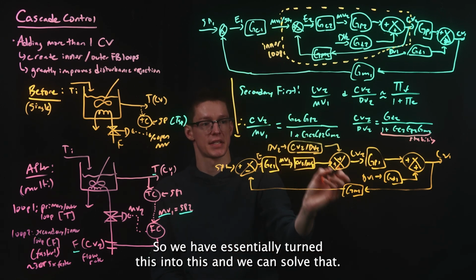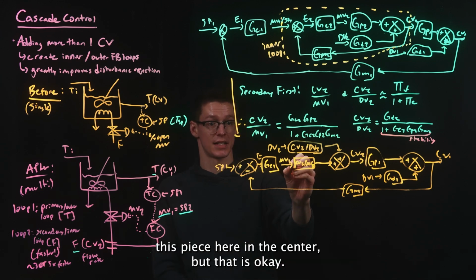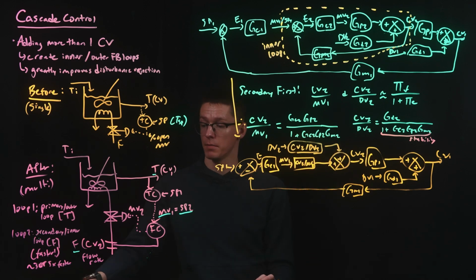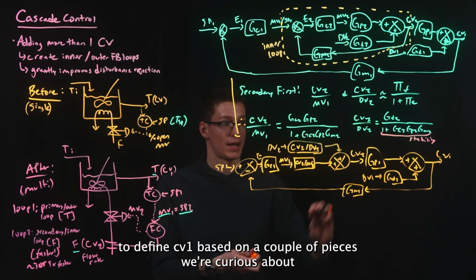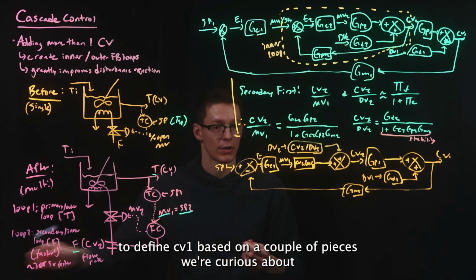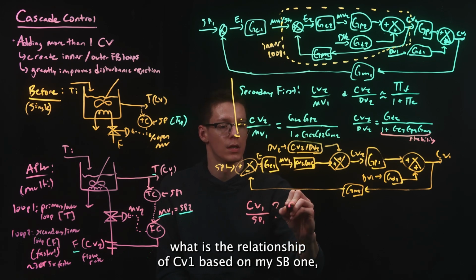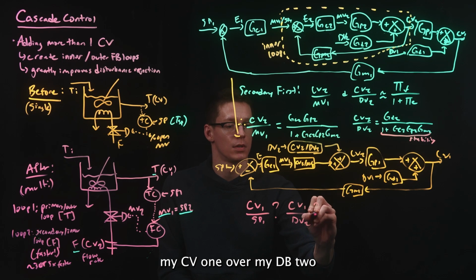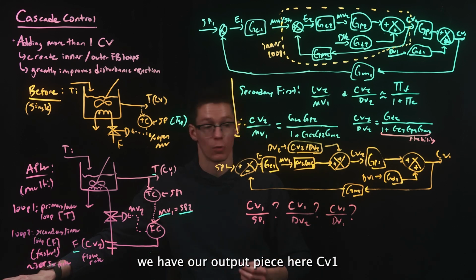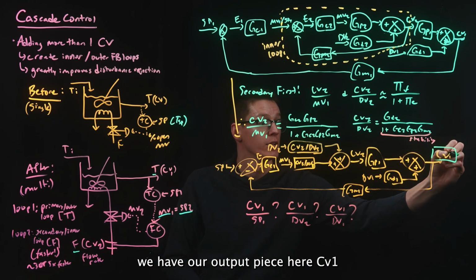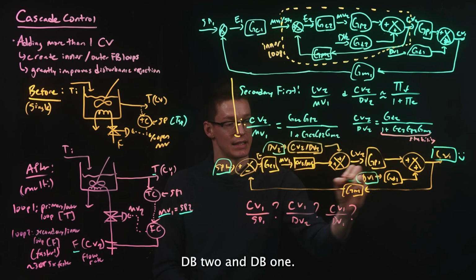So we have essentially turned this into this, and we can solve that. Really, if you look at it, all we've done is added this piece here in the center, but that is okay. We can solve for that directly. And so ultimately, we now want to define CV1 based on a couple of pieces. We're curious about the relationship of CV1 based on my SP1, my CV1 over DV2, and my CV1 over DV1. In total, we have our output CV1, but it's based off inputs SP1, DV2, and DV1.